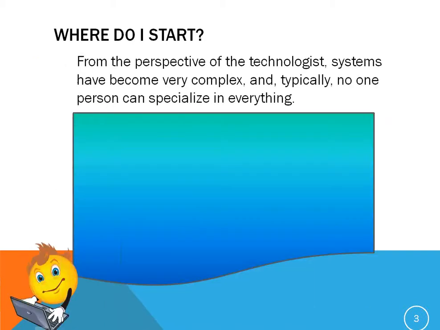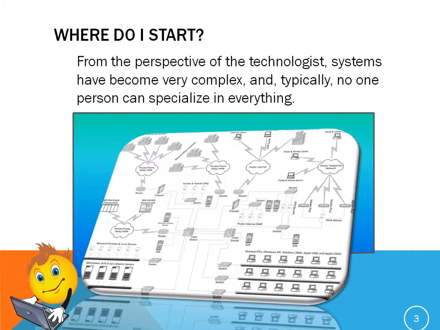All right, let's go to the next slide. At the same time, from the perspective of the technologists, systems have become very complex, and typically no one person can specialize in everything. Go ahead and move forward. And there's a diagram of a typical institutional layout of the infrastructure, very complex, but this enables the end user to actually have a simpler interface to use.